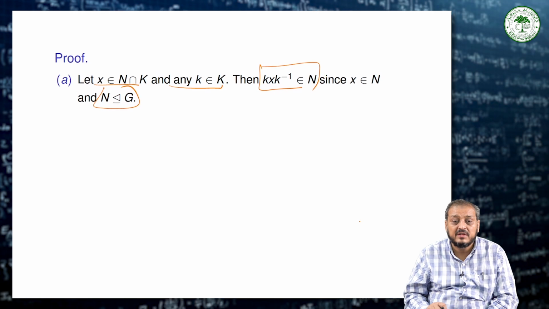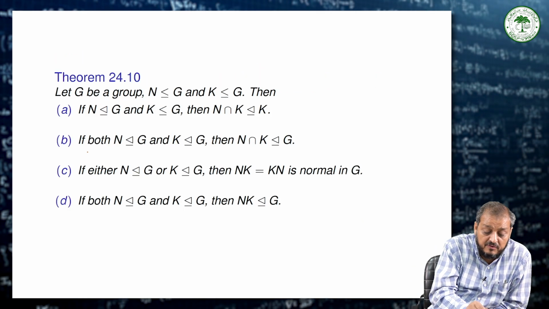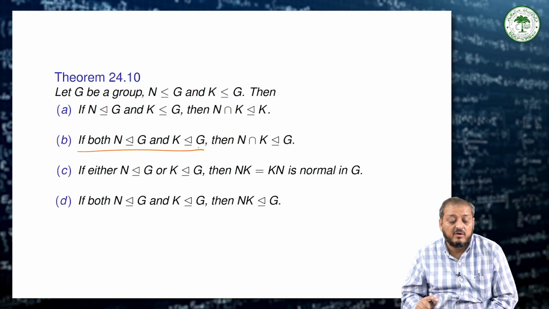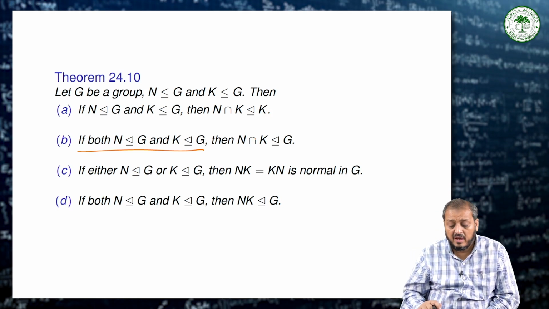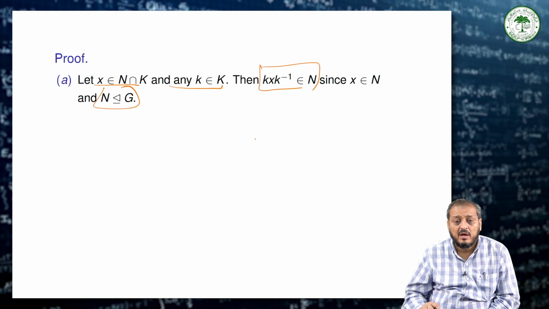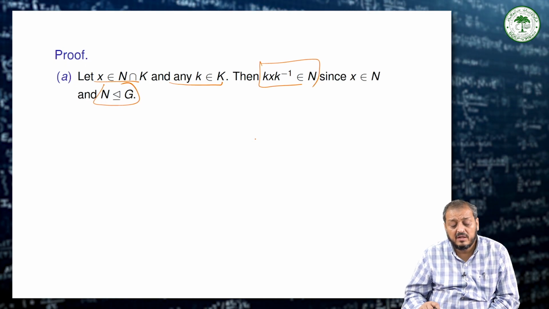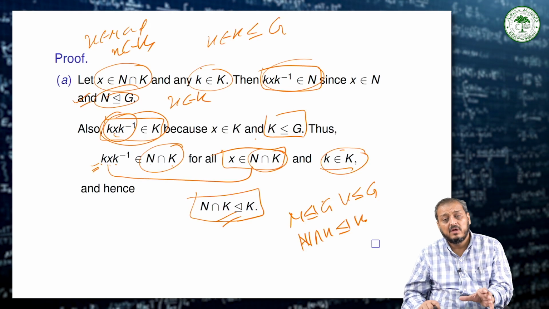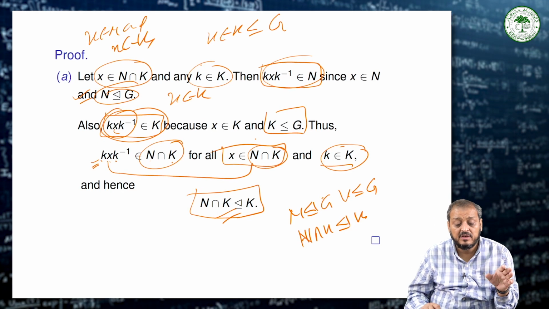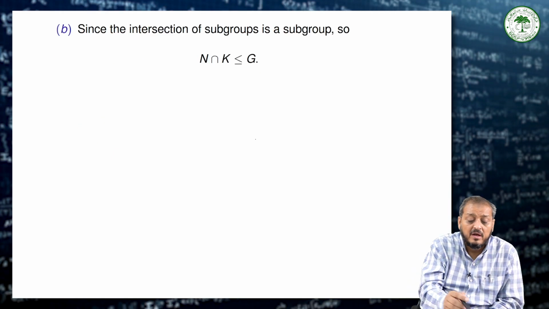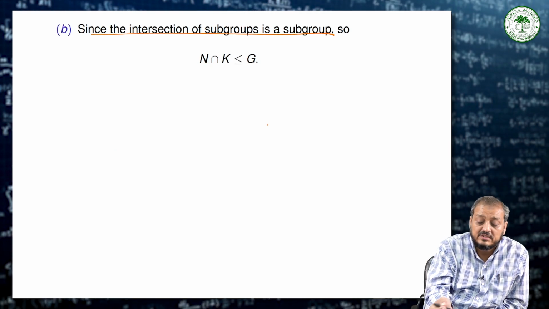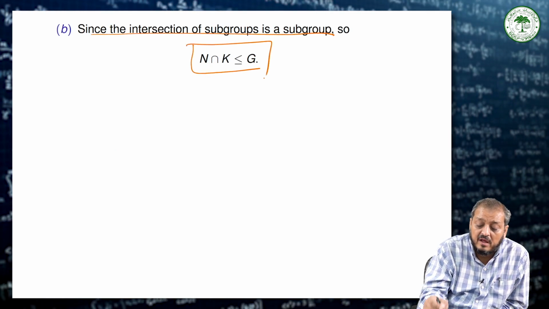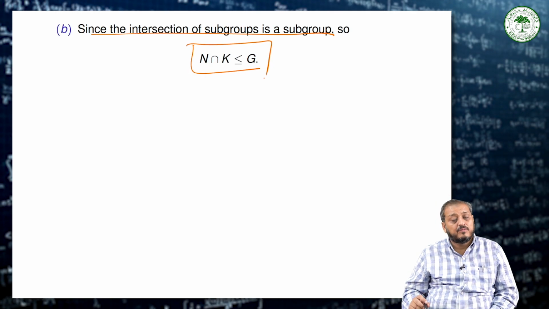Now the next part says that if both N and K are normal in G, then NK is normal in G. So now we have another condition: if both N and K are normal in G, then, since the intersection of subgroups is clearly a subgroup, we can say that N intersection K is a subgroup of G.